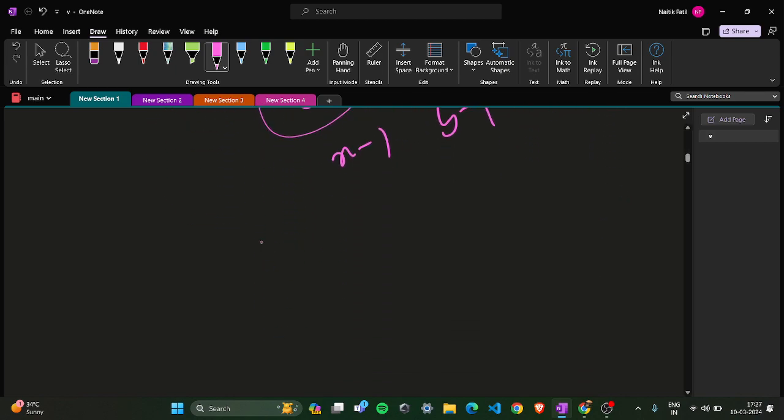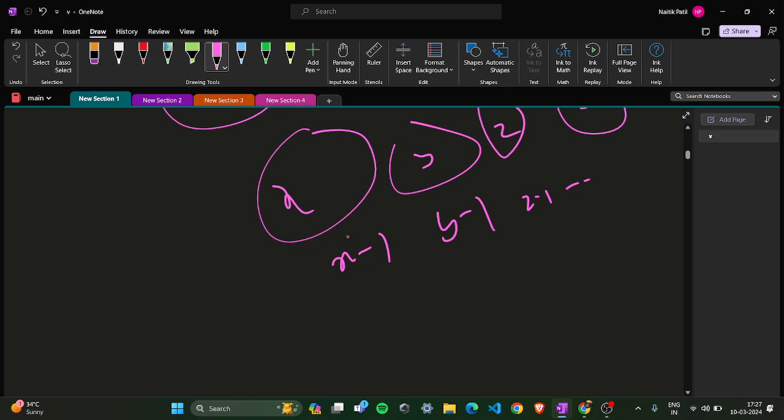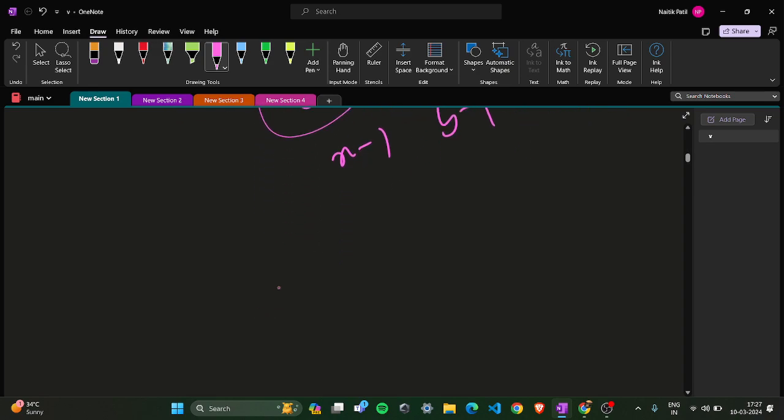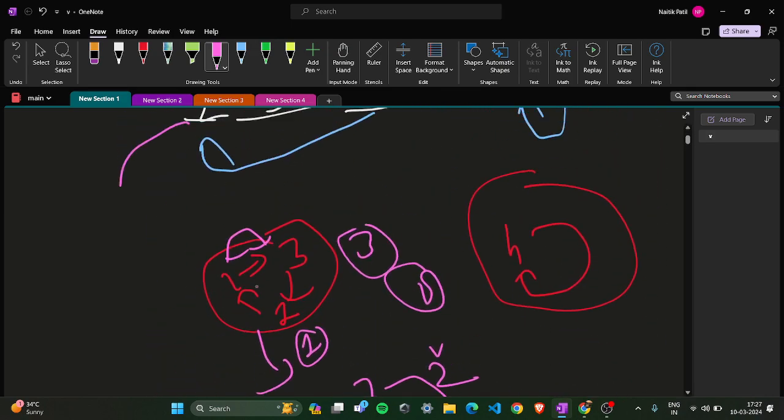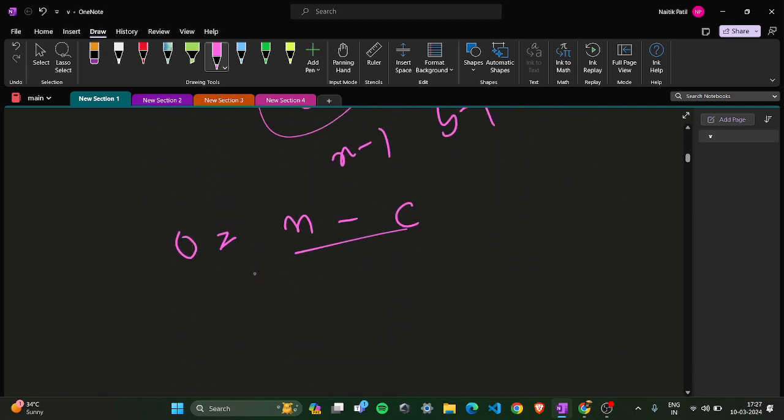And the total operation will be x plus y plus z, the sum of all total elements, which is n minus c, where c is the number of cycles. So yes, this is the minimum number of operations we will require to reach the identity permutation from the given permutation.